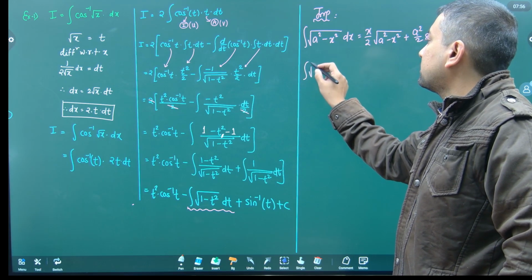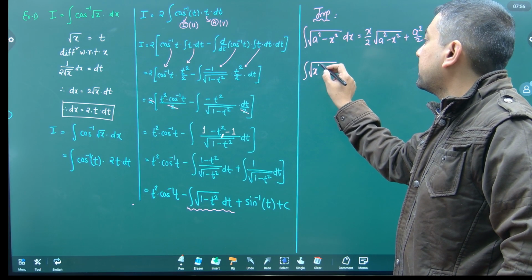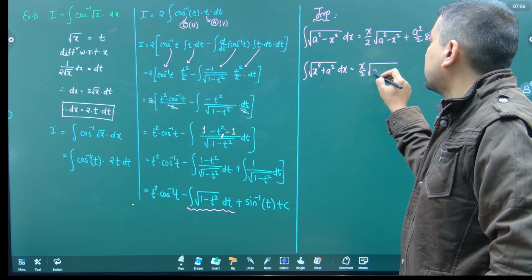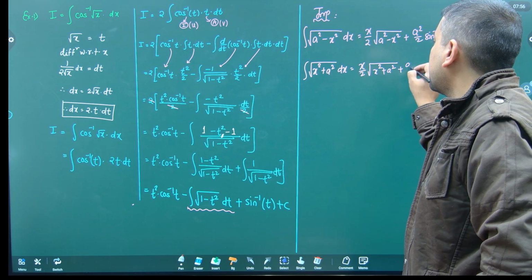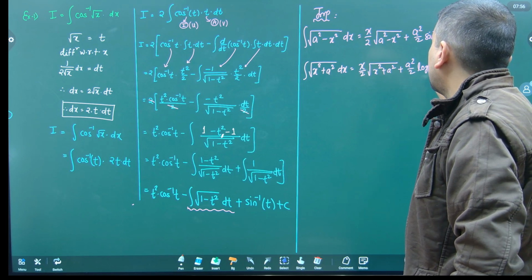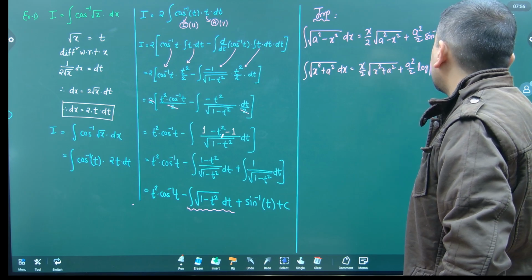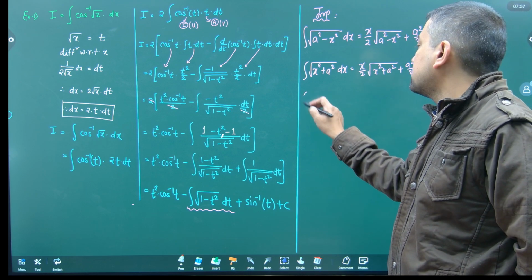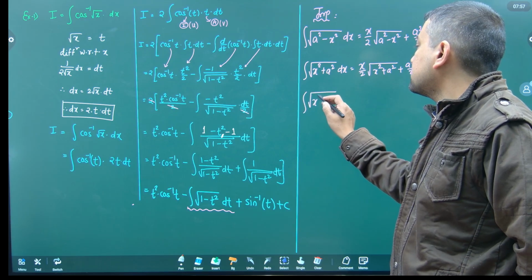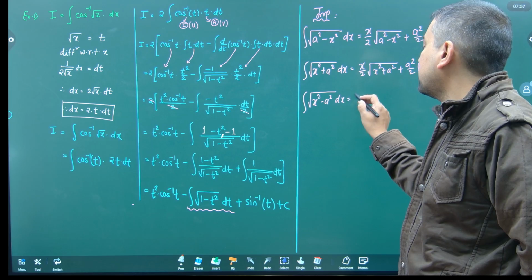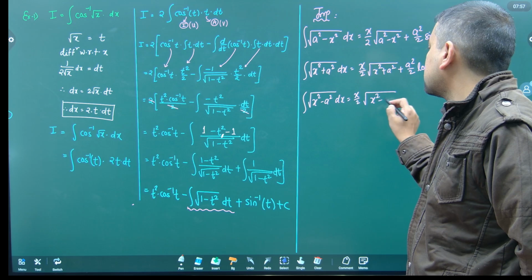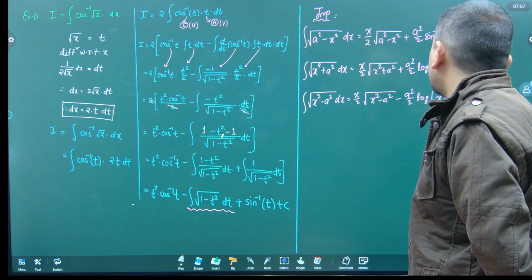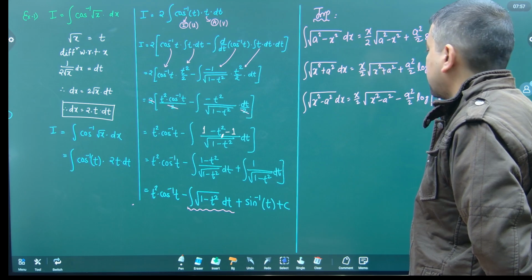Then what is the second formula? Integral under root x square plus a square dx. The formula is x by 2 under root x square plus a square plus a square by 2 into log of x plus under root x square plus a square plus c, correct? And what is the last formula? Integral under root x square minus a square dx. So what is the formula? It is x by 2 under root x square minus a square minus a square by 2 log of x plus under root x square minus a square plus c, right?